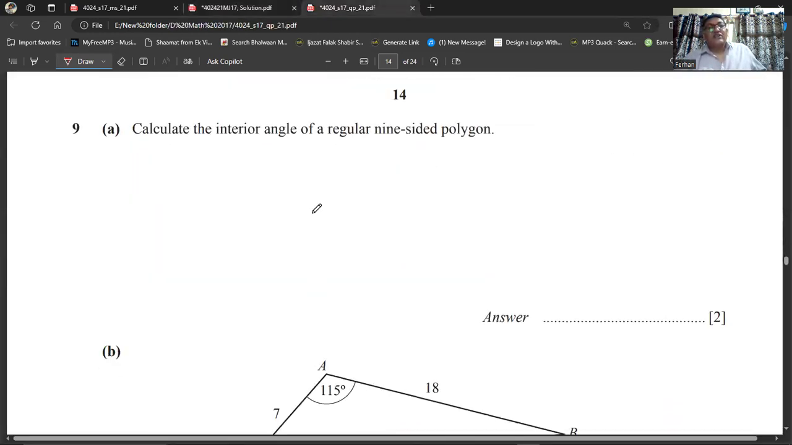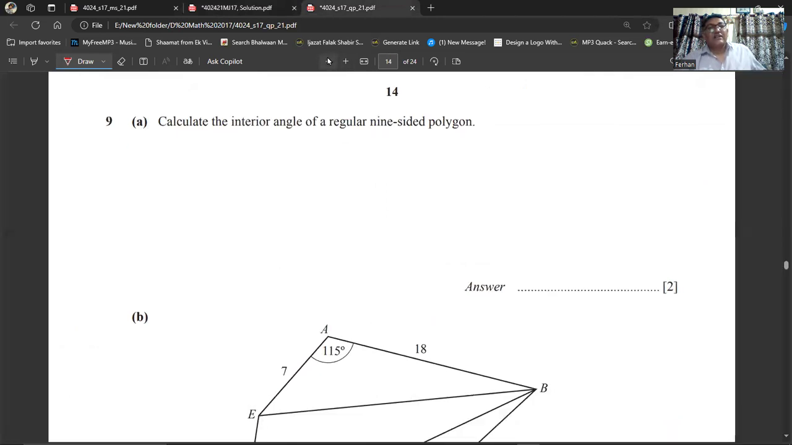Okay, so we are going to the next question. That is question number 9, part A. Calculate the interior angle of a regular 9-sided polygon.